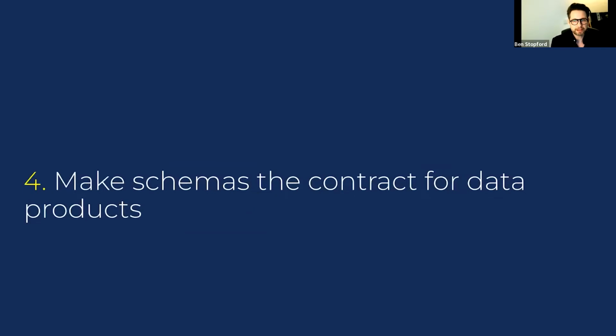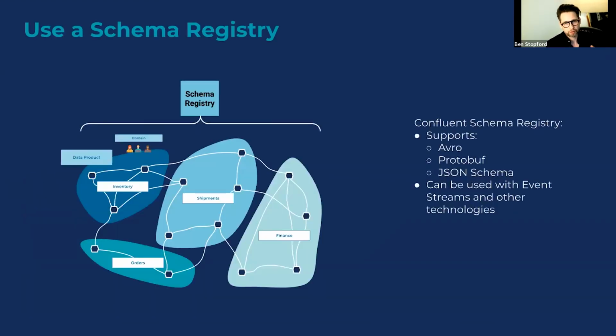Number 4, make schemas the contract for your data products. You have to have schemas, right? If you're in a mesh, in exactly the same way that APIs or schemas are the contract that sits between microservices, you need schemas which are going to be the contract between different products inside the data mesh. So how does that work?